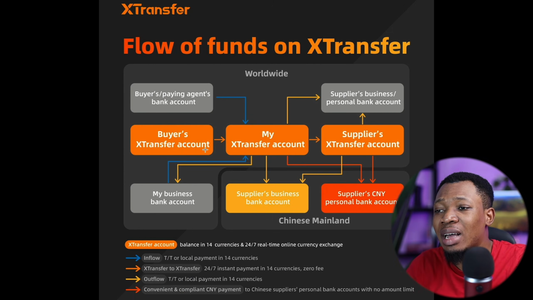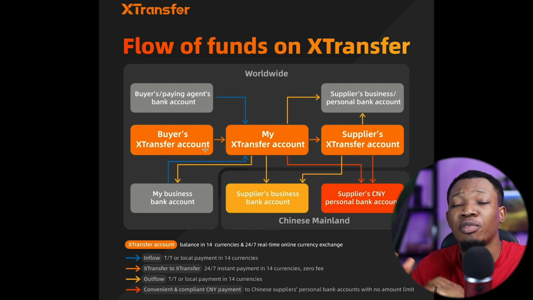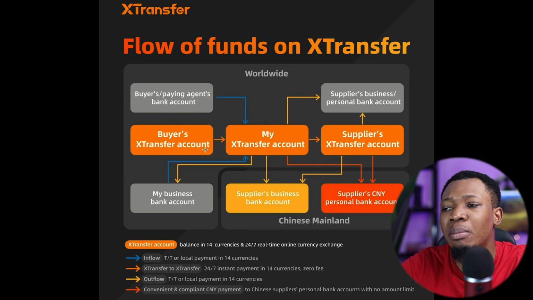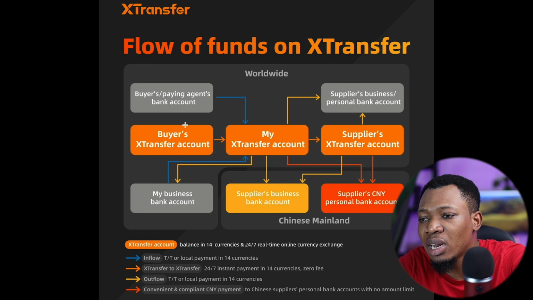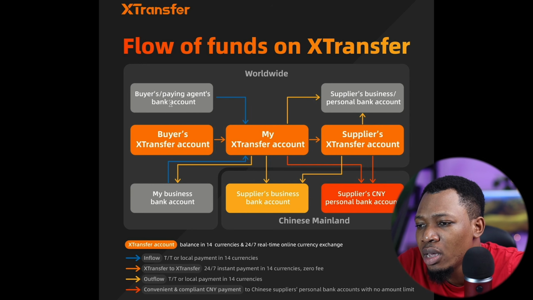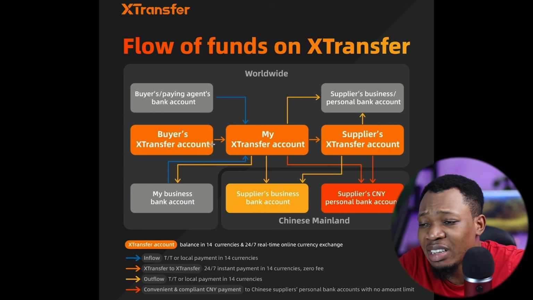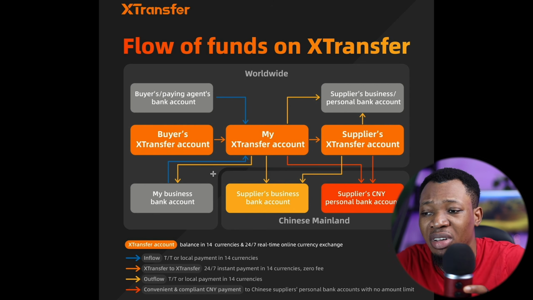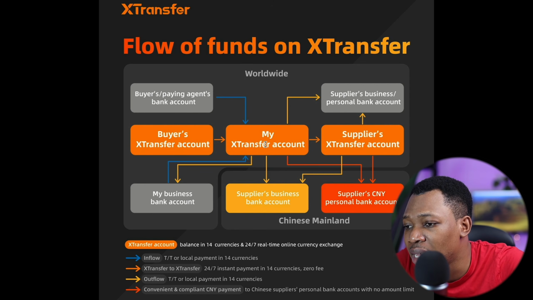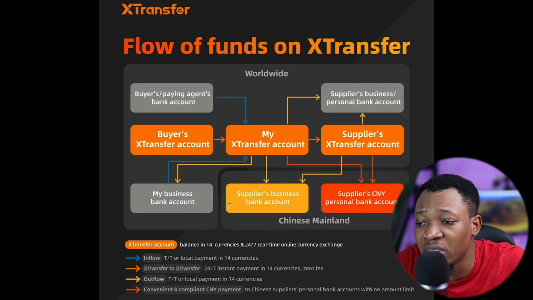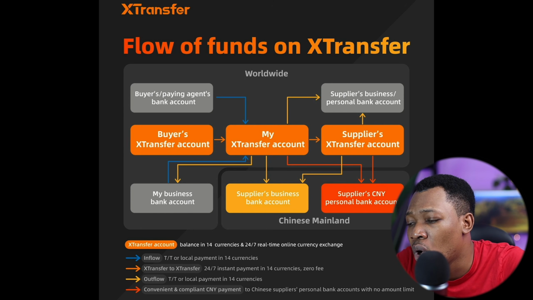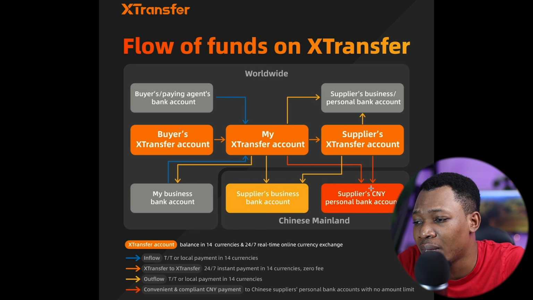Now when we take a quick look at xTransfer and you're thinking about the flow of funds on this particular platform, you can see this quick chart here. Here we're looking at the buyer's agent bank account, which flows into xTransfer, or it could be the buyer's xTransfer account where money can have an inflow. Then they transfer it to your business account, or your supplier's business account, or they pay your supplier's Chinese personal bank account, whichever one it is. Just see the flow as it rolls in and rolls out.